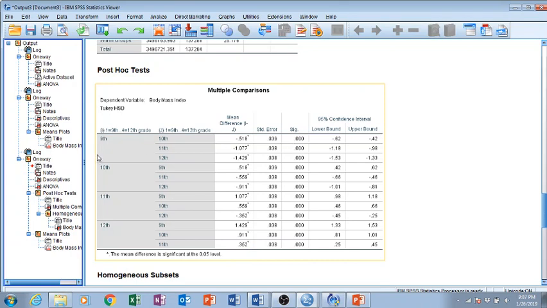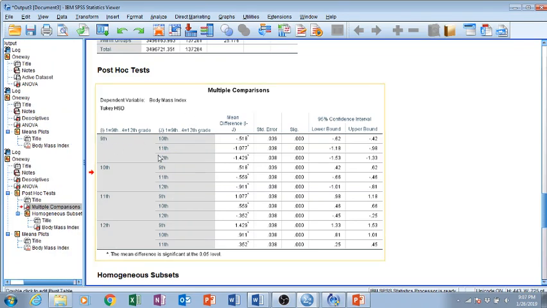This is saying that 9th grade is performing statistically significantly different from 10th, and then it compares 9th to 11th, and then 9th to 12th. So it's saying that 9th grade is performing differently from all the other grade levels. And I know that because it has a statistically significantly different result over here.